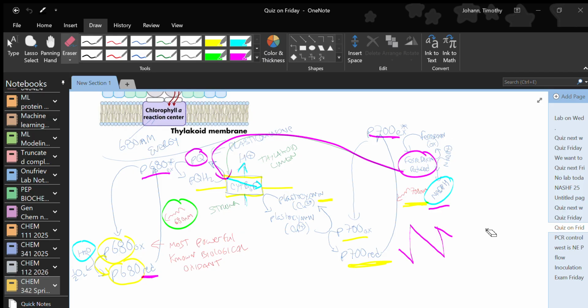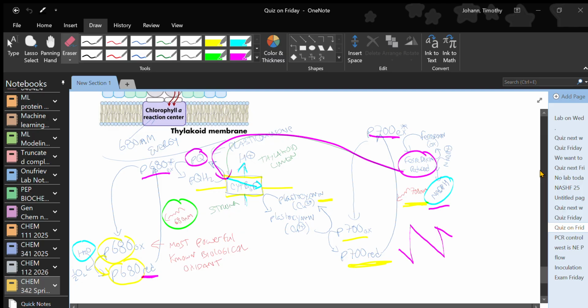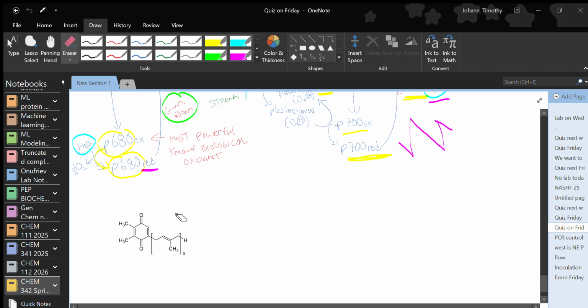In terms of plastiquinone, you should be able to recognize it and draw the other form, but I would tell you whether you were in a chloroplast or a mitochondria. Okay, so essentially the plastiquinone and ubiquinone are the same molecule, except that one is in the mitochondria. So here's plastiquinone.